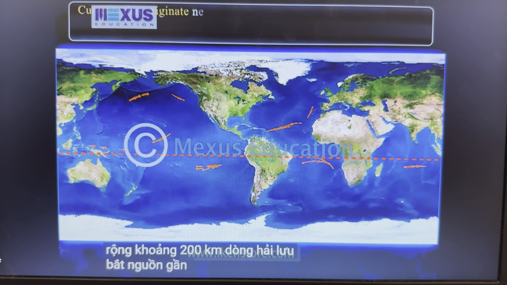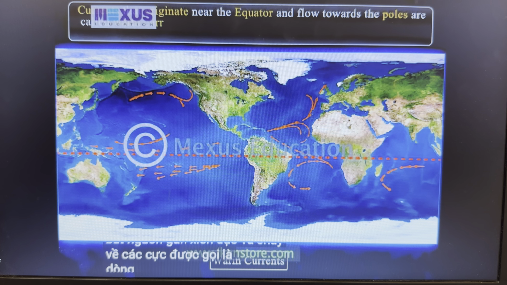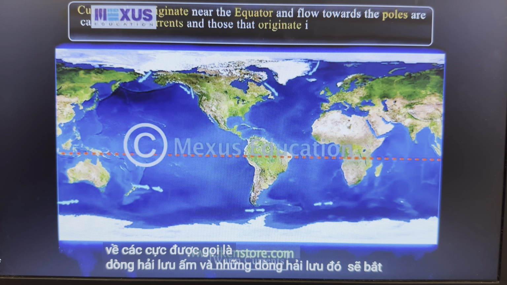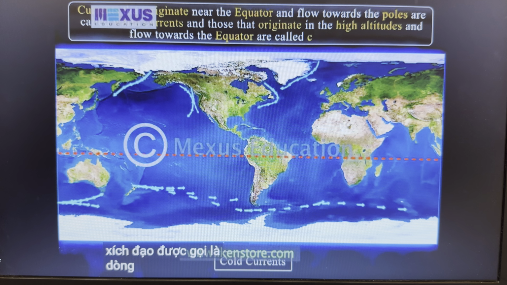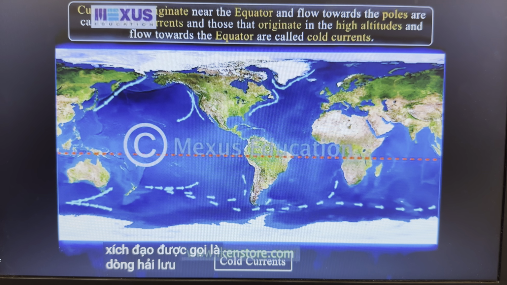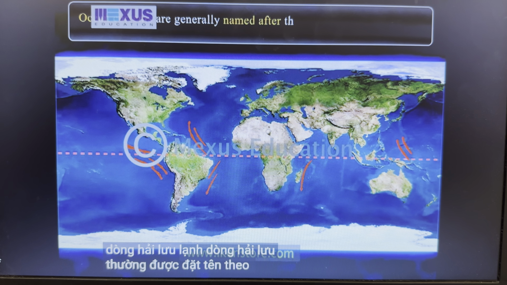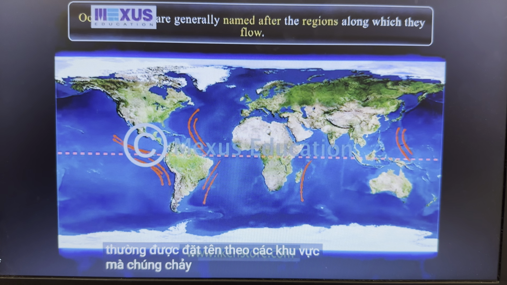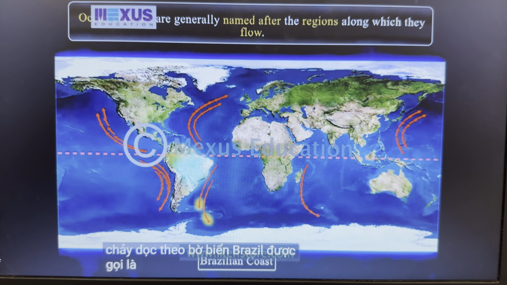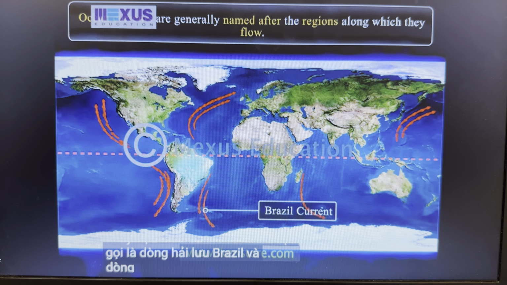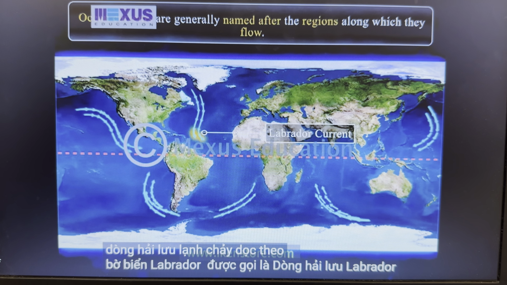Currents that originate near the equator and flow towards the poles are called warm currents, and those which originate in the high altitudes and flow towards the equator are called cold currents. Ocean currents are generally named after the regions along which they flow. The warm ocean current flowing along the Brazilian coast is called the Brazilian current, and the cold current flowing along the Labrador coast is known as the Labrador current.